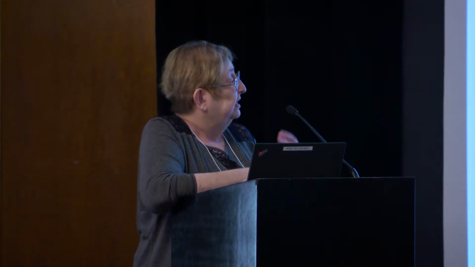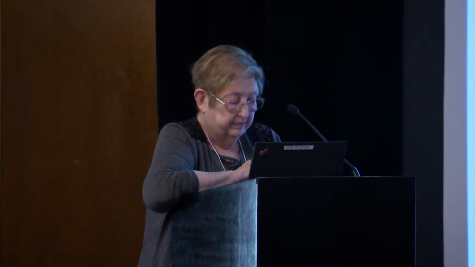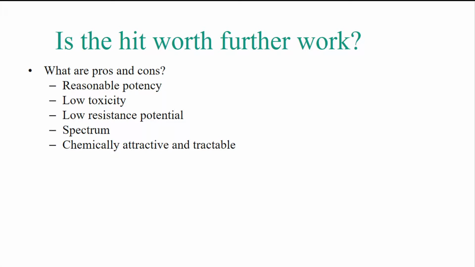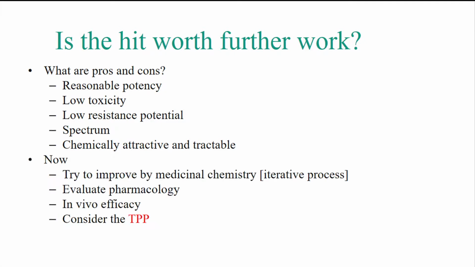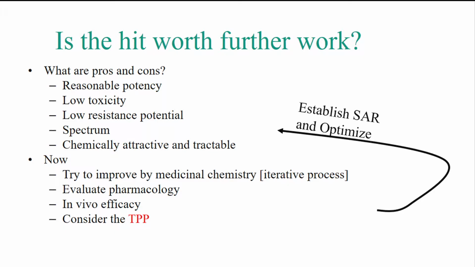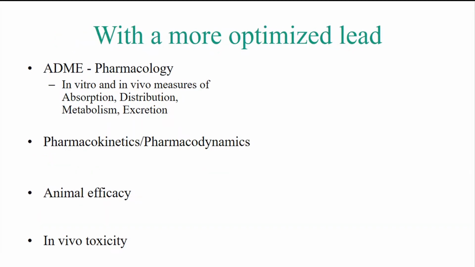So this is a case showing you the kinds of ways you'd study the early stages of a compound. Is the hit worth further work? Does it have reasonable potency, low toxicity, low resistance potential, spectrum, and is it chemically attractive? If it meets some of those but not all, you might try to improve it by medicinal chemistry in an iterative process, evaluate the pharmacology, do in vivo efficacy, and consider the TPP, the target product profile, which we'll talk about. And then establish an SAR optimized for these functions to see if you can get something that's going to work. And John Tomayko will talk about the TPP.